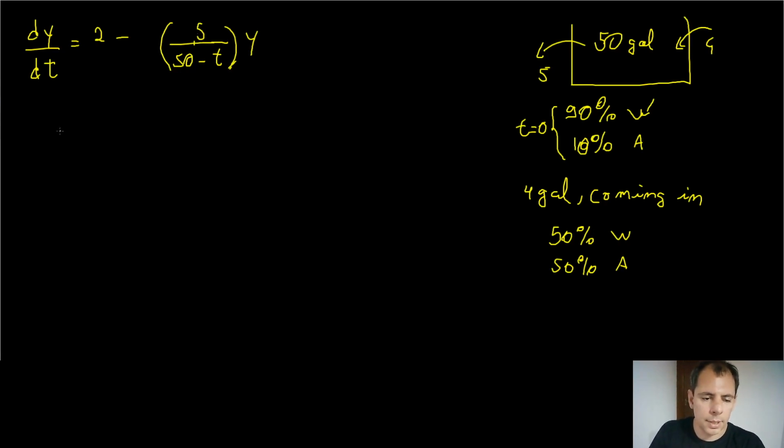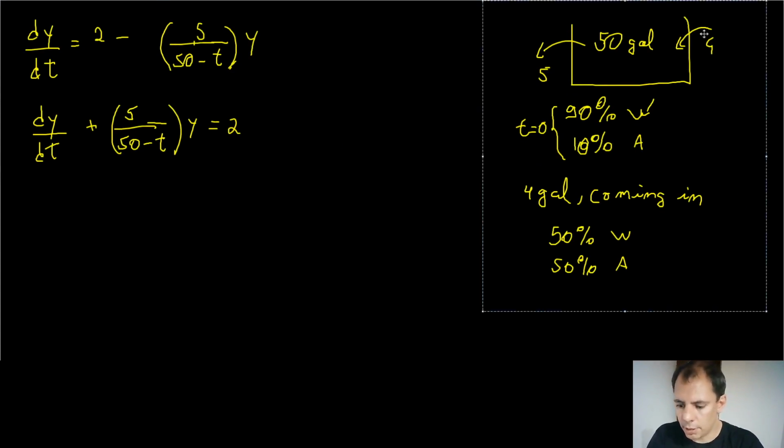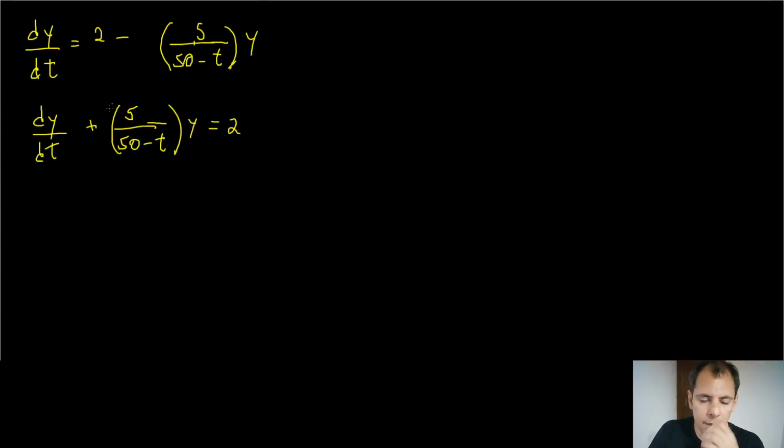Okay, now let's put this in the proper order. It's going to be dy/dt plus 5 divided by (50 minus t), y is equal to 2, right? And I'm going to erase this thing here. This is just to set the problem up. Okay, so now it's in the proper order, okay?